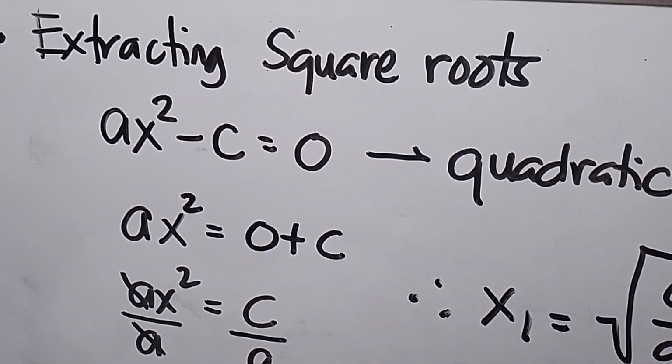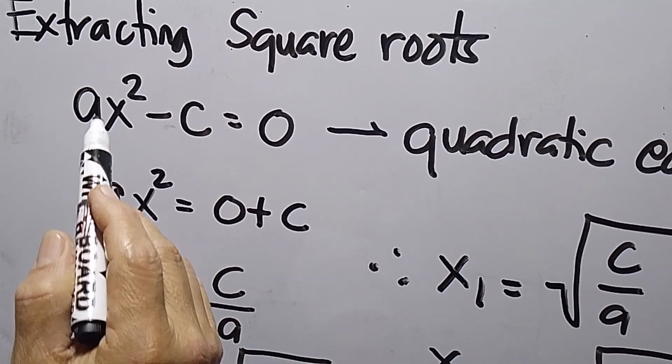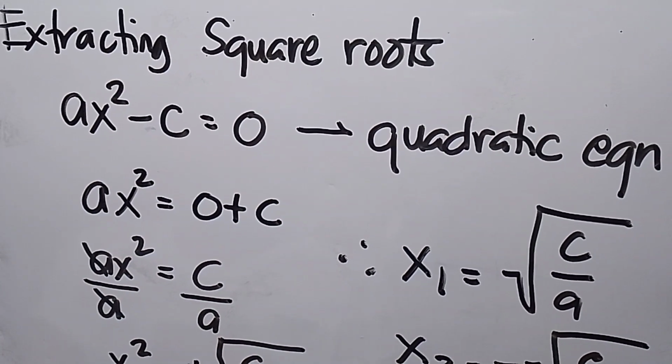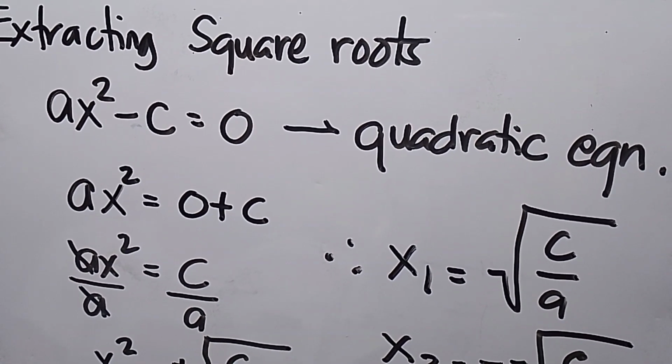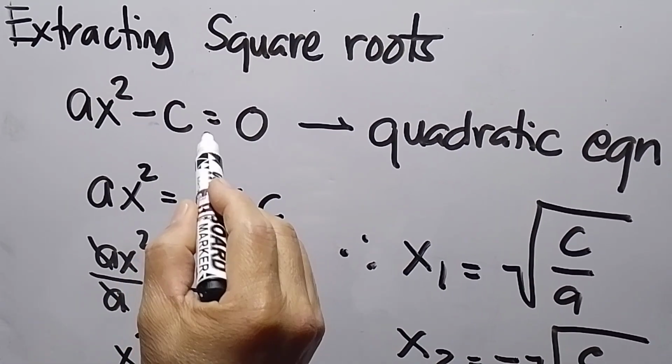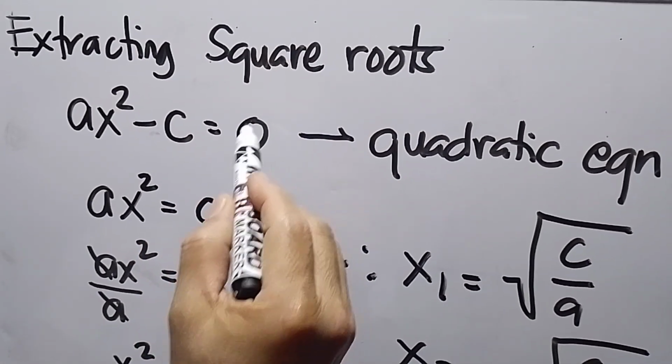So I have here the quadratic equation, ax squared minus c is equal to 0. How do you determine that your equation is a quadratic? There is a symbol of equality and then there is 0.